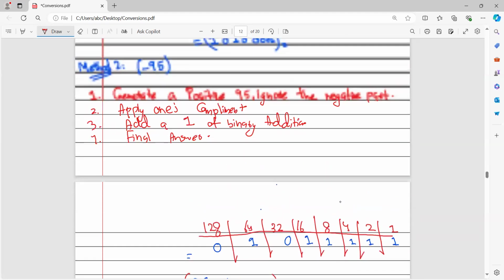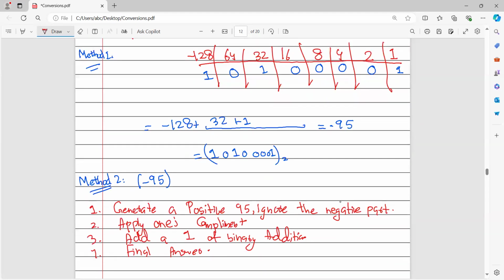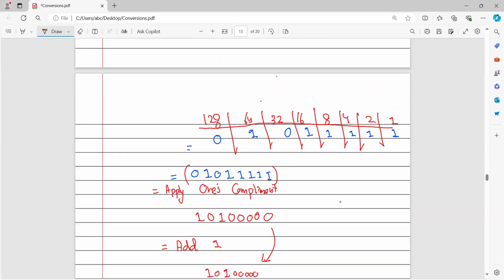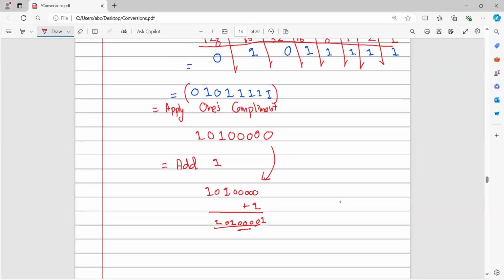So let's check if the answer is correct or not. The answer through the first method is supposed to be 1, 0, 1, 0, 0, 0, 0, 1. And with the help of method 2, the answer is the same. So with both of the methods, the answer is the same. Do you understand it?